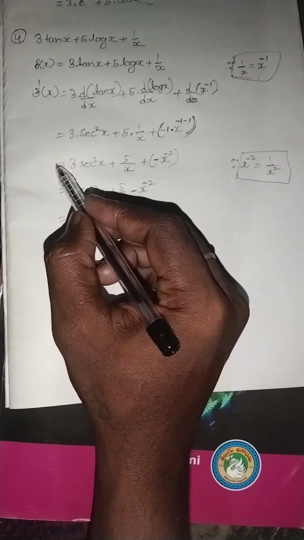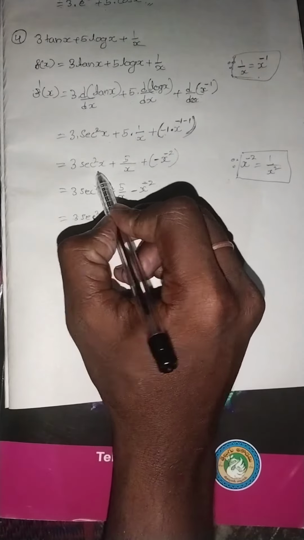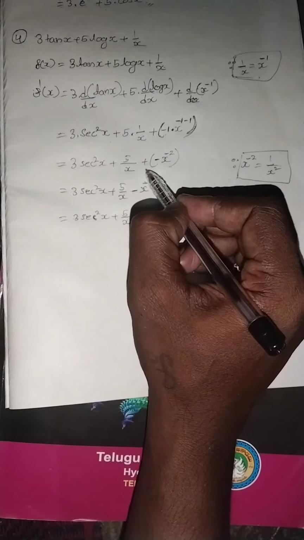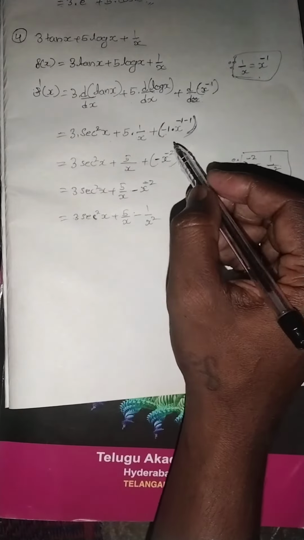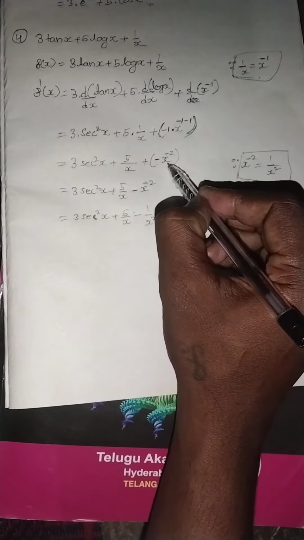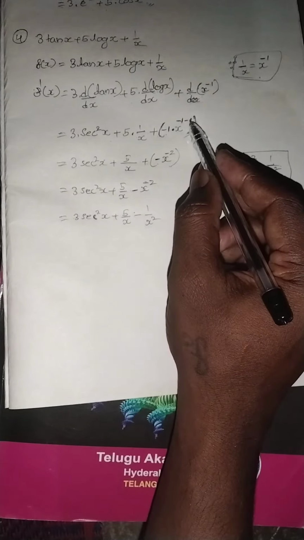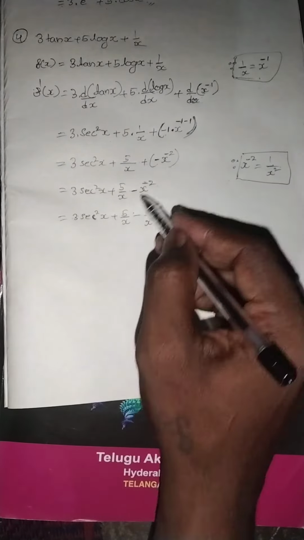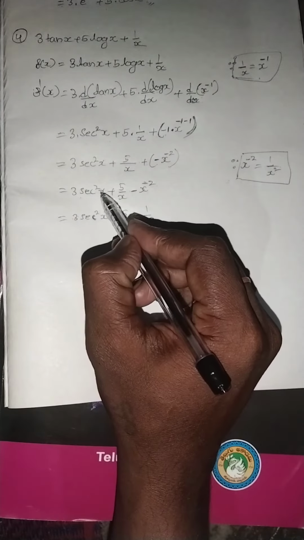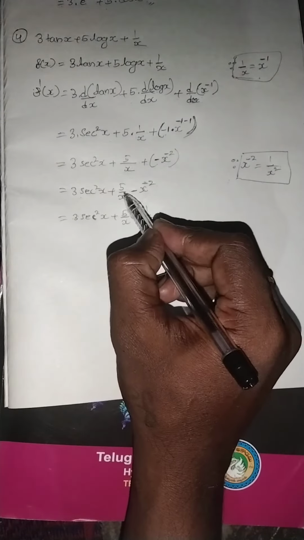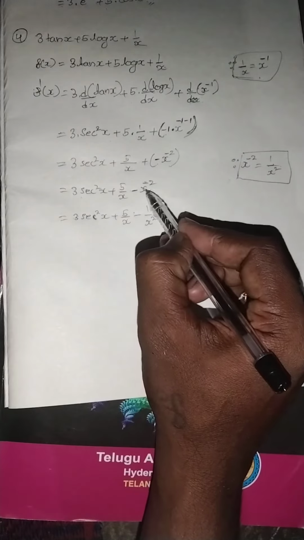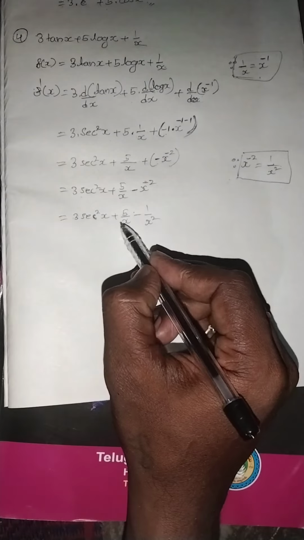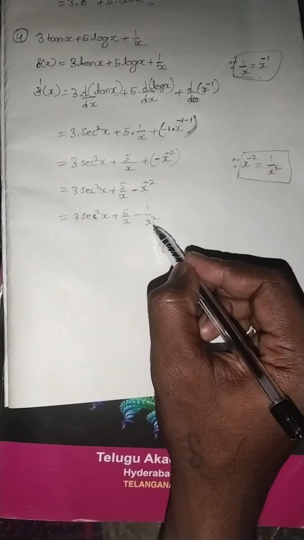Next, equal to 3 into secant square x plus 5 into 1 by x plus minus 1 into x power minus 2, which is minus x power minus 2. Equal to 3 secant square x plus 5 by x minus 1 by x square.